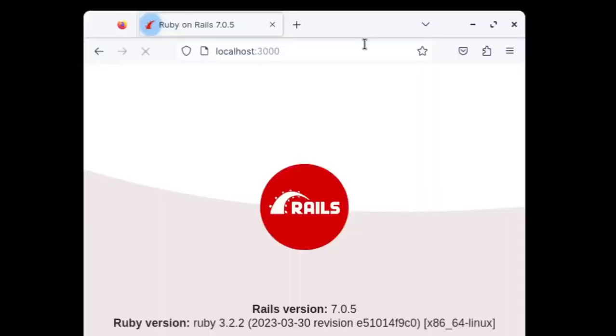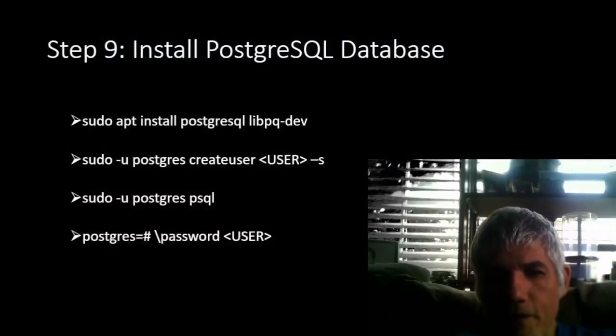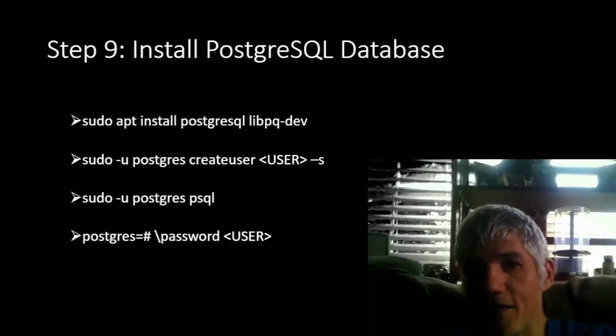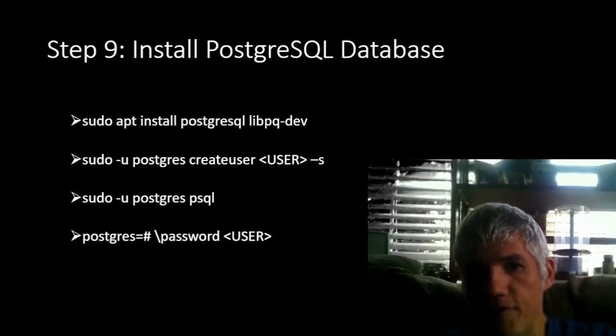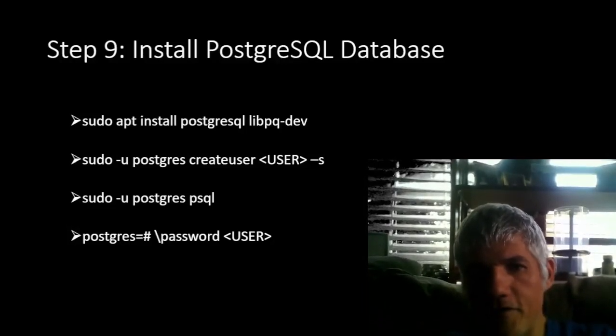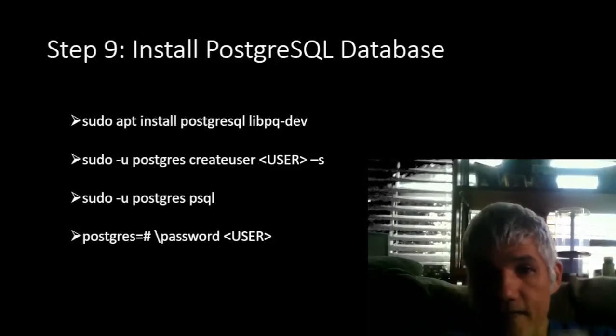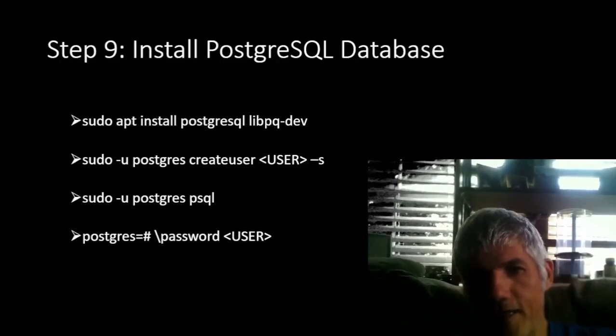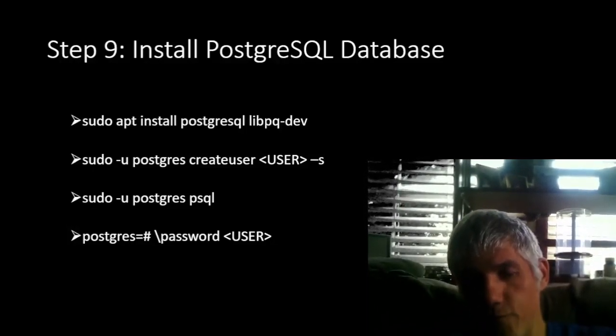Now that we successfully ran a Rails app using a MySQL database, we're going to talk about how to install a PostgreSQL database if you prefer to use that. Here are the steps involved. You will type in sudo apt install postgresql libpq-dev.